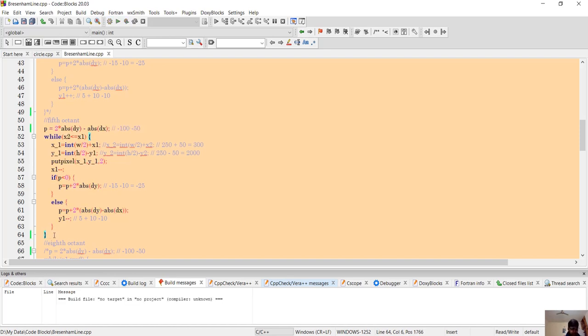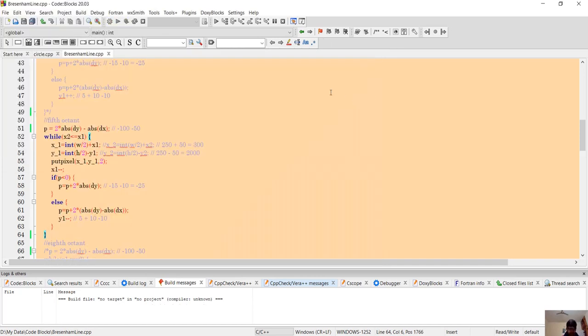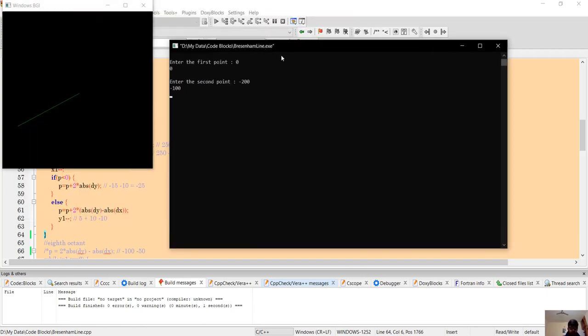Pressing F9, and that will be in our fifth octant, minus 200 comma minus 100. Again F9. Initial point is 0 comma 0 and minus 200 comma minus 100. That will work in our fifth octant. It is working perfectly fine in our fifth octant.